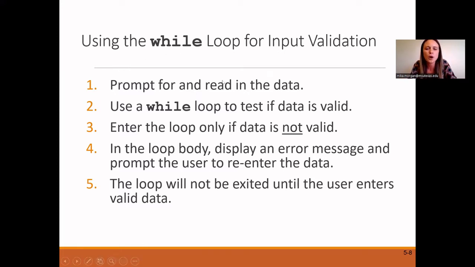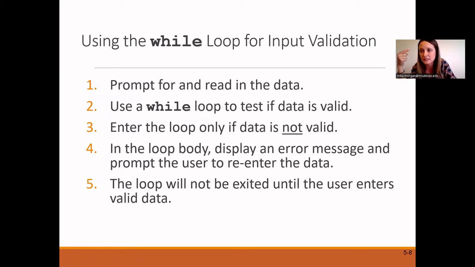So whenever you prompt them and read in their data, you could use a while loop that would check to see if the data they entered is what they were supposed to enter. And then if it was not right, make them enter it again. Keep them stuck in that while loop and say, nope, this was wrong. Here's your error message. You need to re-enter the data. And it'll go to your while loop.